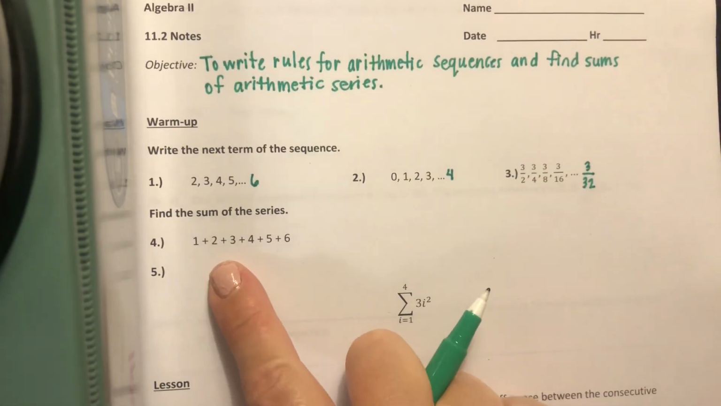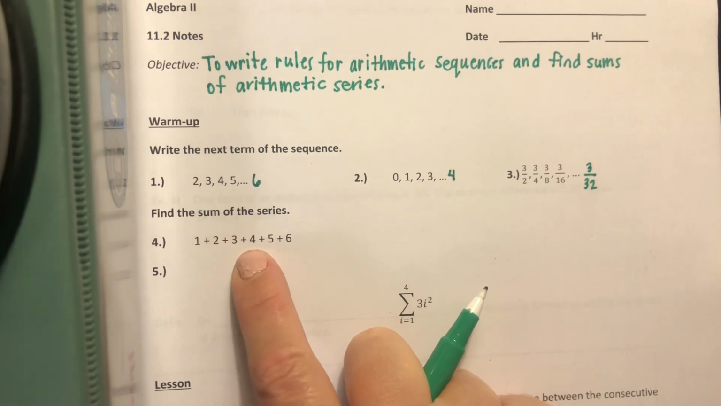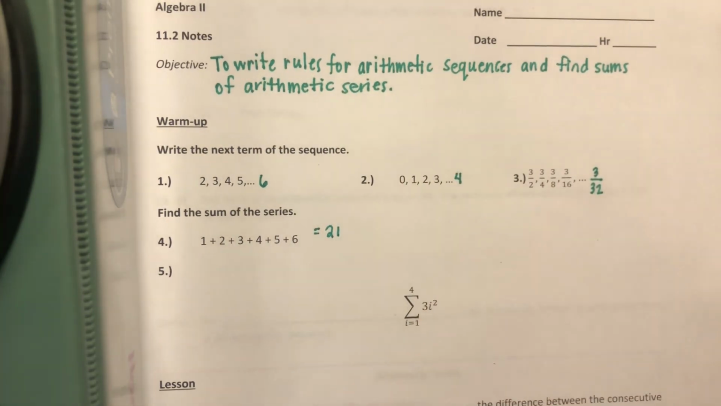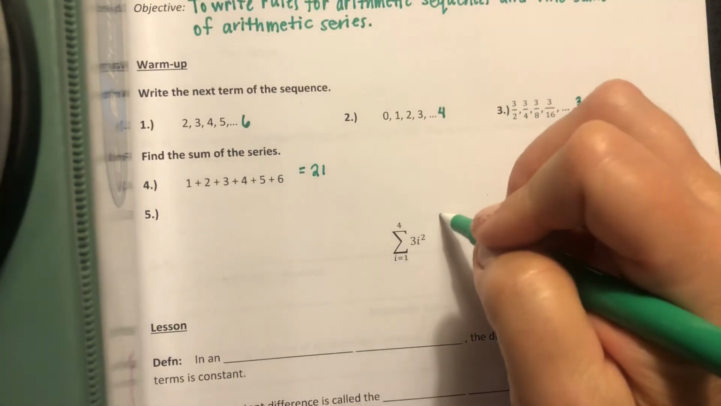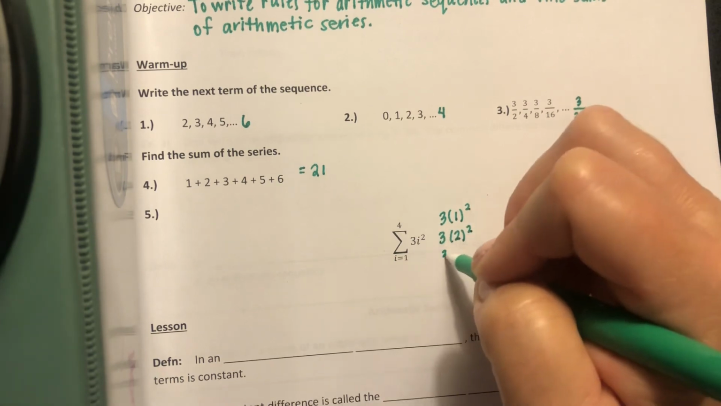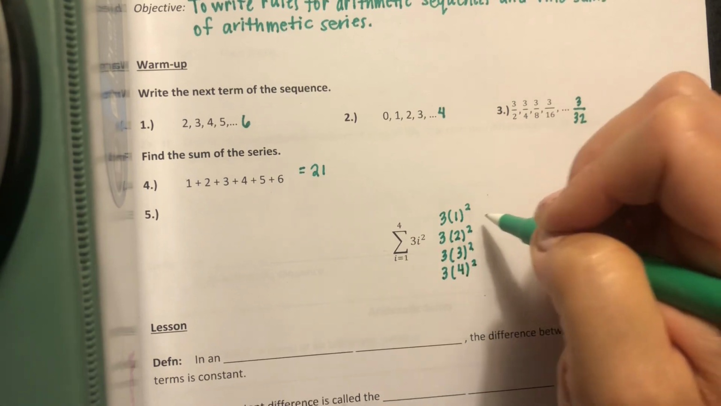For 4, find the sum of the series. You would do 1 plus 2 is 3, plus 3 is 6, plus 4 is 10, 15 equals 21. And then for this warm-up down here, they want you to find the sum from 1 to 4. Kind of looks like our homework from yesterday.